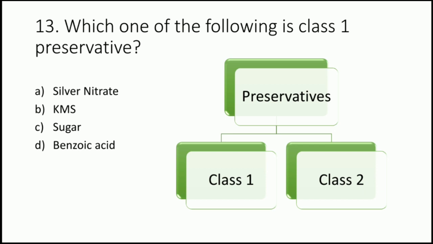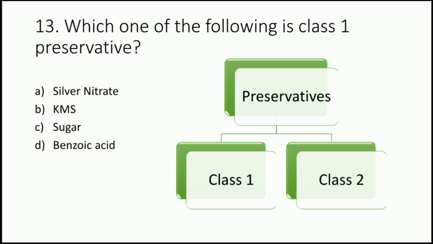So we know that preservatives are all those various compounds which we add to our food product for various functions, either to increase the shelf life, to increase the taste, to increase the flavors, to improve the texture. So preservatives are used for various functions. Broadly they can be classified as class 1 preservatives and class 2 preservatives. So here we have to find out which one is the class 1 preservative. Before going to the answer, let's first discuss what is class 1 preservative and what is class 2 preservative. This is very simple.